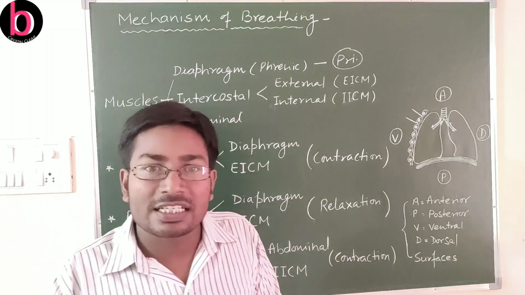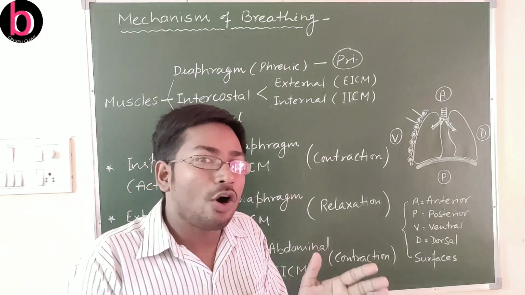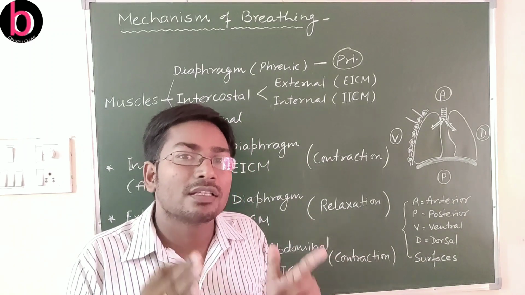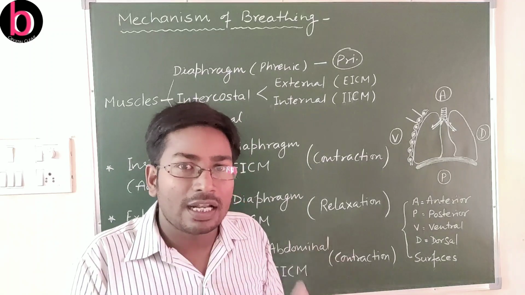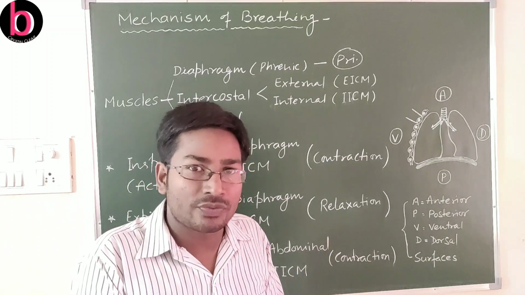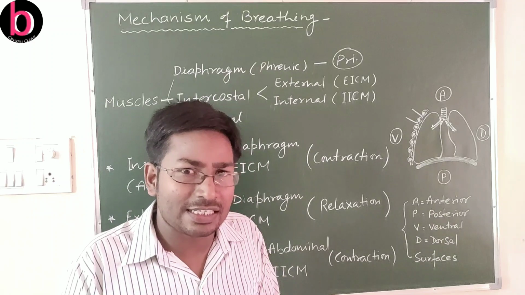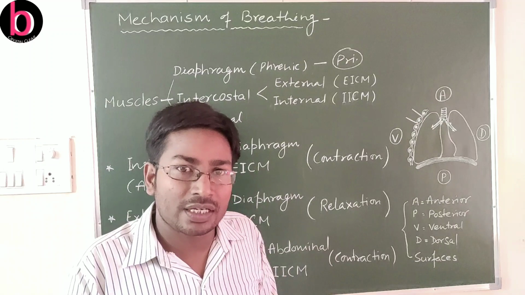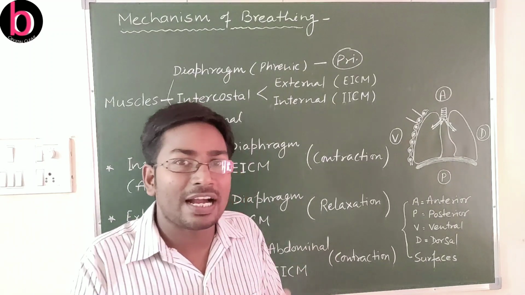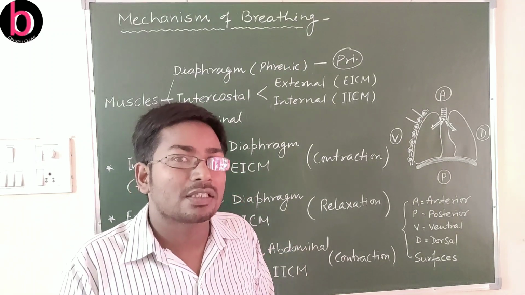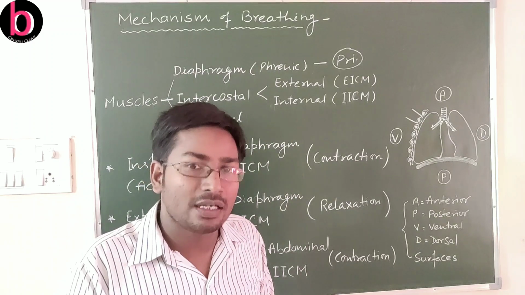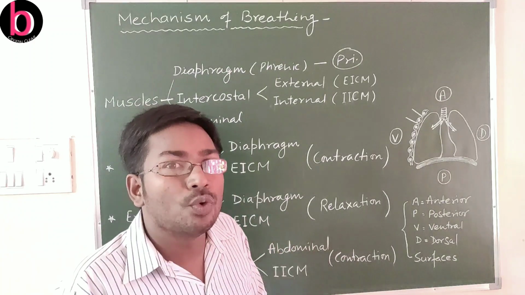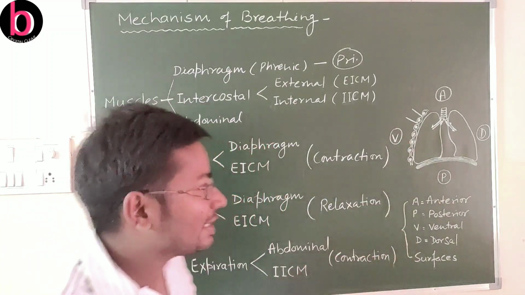So this change is responsible for increasing or decreasing the pulmonary volumes, and that's why the pulmonary pressure, that is lung pressure, with respect to the atmosphere changes. When lung pressure decreases, like 758 with respect to 760 of atmosphere, then air will move in. When lung pressure increases, like 762 mm of Hg with respect to atmospheric pressure, then air will move out. So these are the changes which occur.